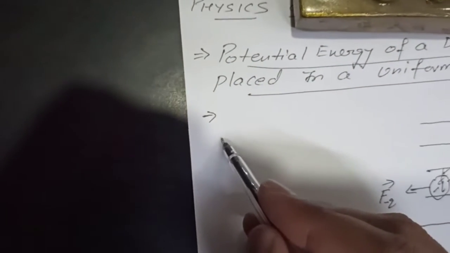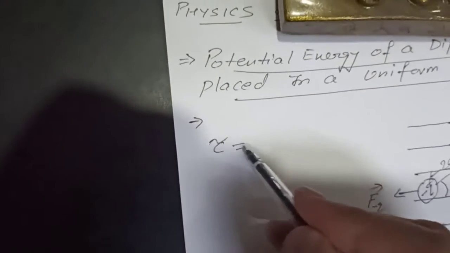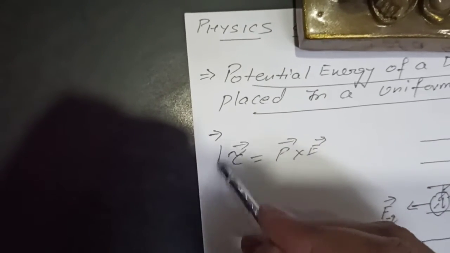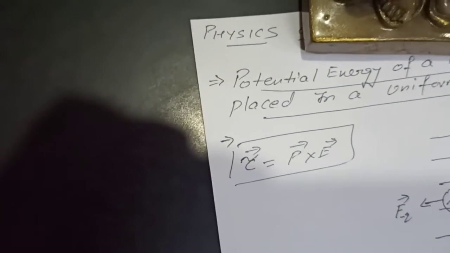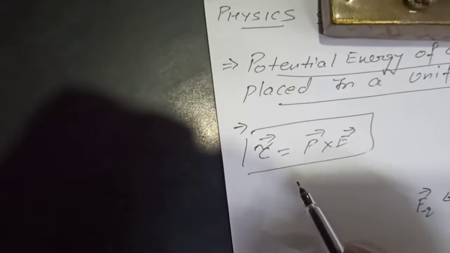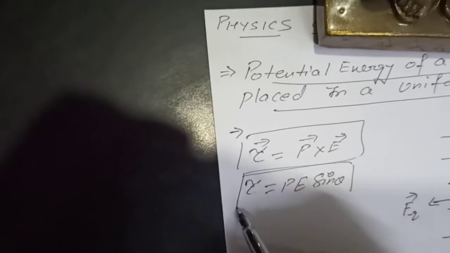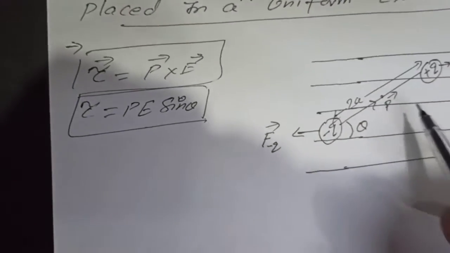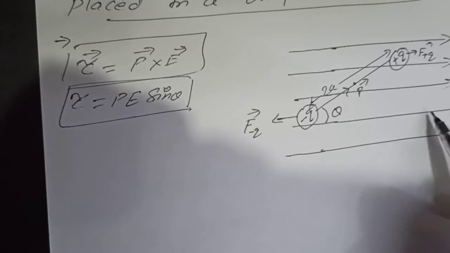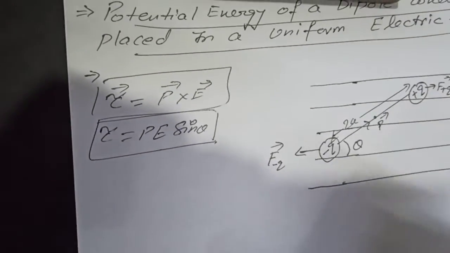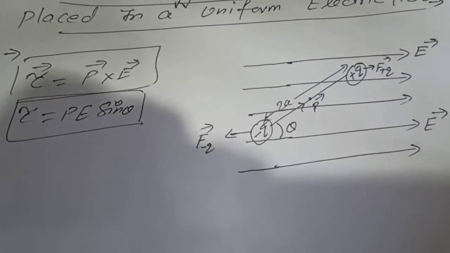We have already discussed that torque is equal to P cross E in the vector form. P is the electric dipole moment and E is the electric field, and torque is equal to PE sin theta, where theta is the angle between the dipole moment and electric field. So what are we going to calculate here?